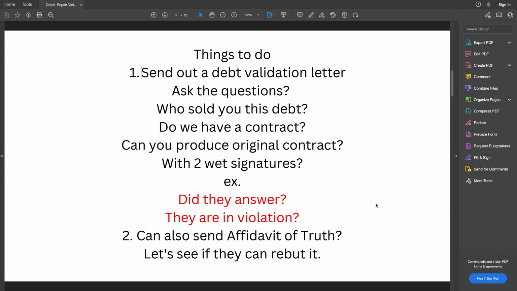After you send them the letter, did they answer those questions? If they didn't answer the questions, then they're in violation. Sometimes they just send you back the same thing. That's not answering the questions. That's not validating the debt. Also, you can send them an affidavit of truth, if you know about debt validation and the laws, and see if they can rebut it.